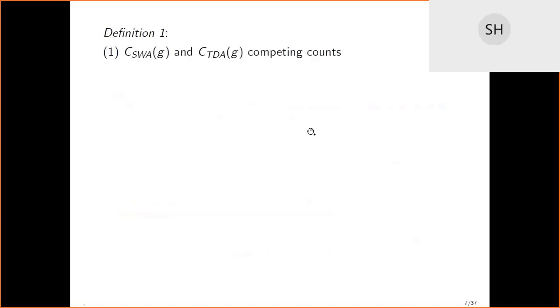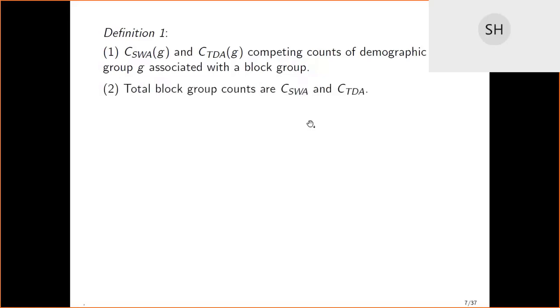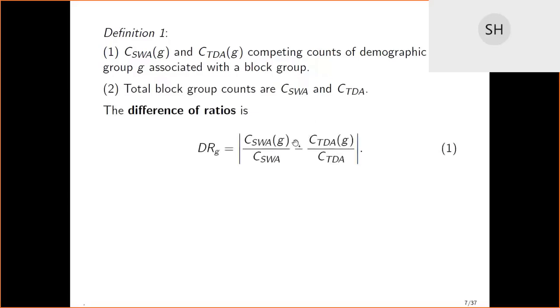Definition. Suppose we have C sub SWA of G and C sub TDA of G, that these are competing counts of a demographic group G associated with the block group. And we will say more about this very shortly. And let the total block group counts be C sub SWA and C sub TDA. Then the difference of ratio is defined by this quantity.